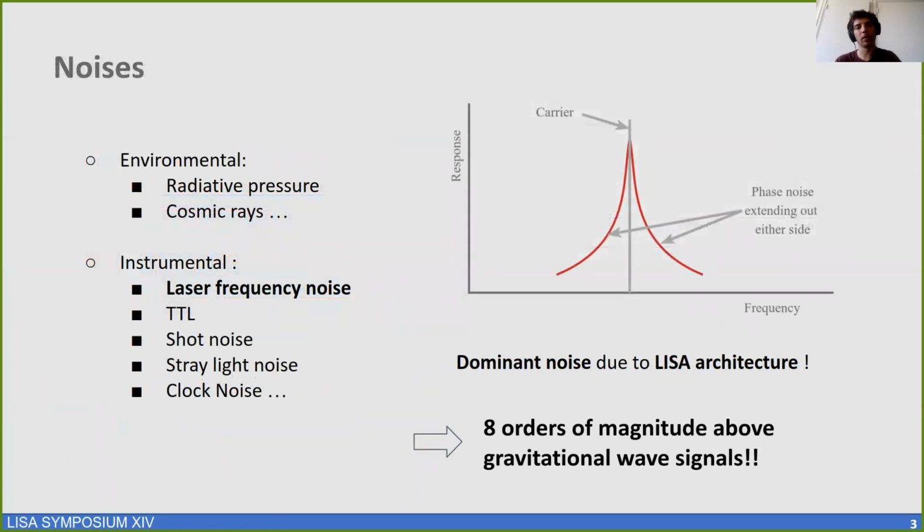So we have a lot of different noises in LISA, but I will focus on the laser frequency noise because it's the dominant one due to the LISA architecture. In fact, it's due to the laser instability in frequency, but LISA is an unequal arm interferometer, so this laser noise will be dominant in the LISA data. And if we do nothing, even with the best space-qualified laser, we will have 8 orders of magnitude of this noise above the gravitational wave signal.